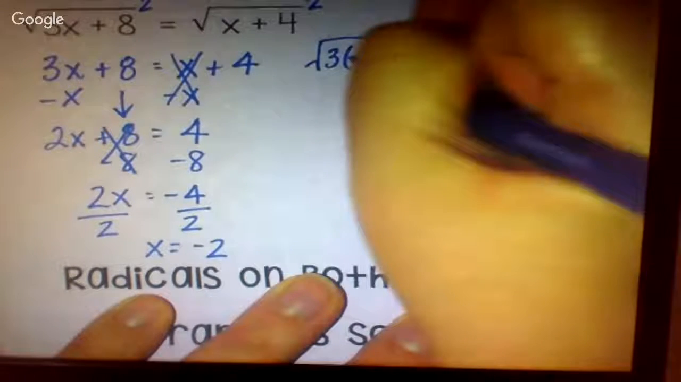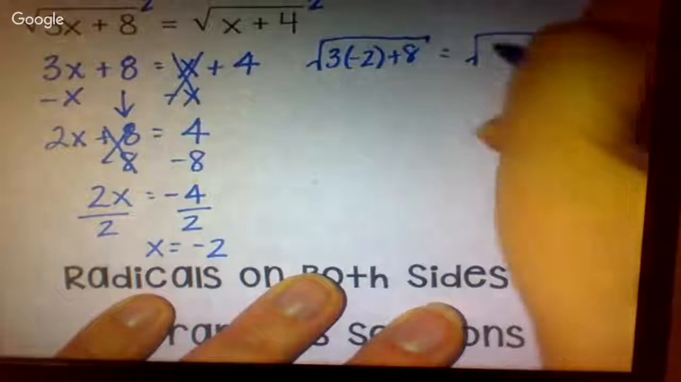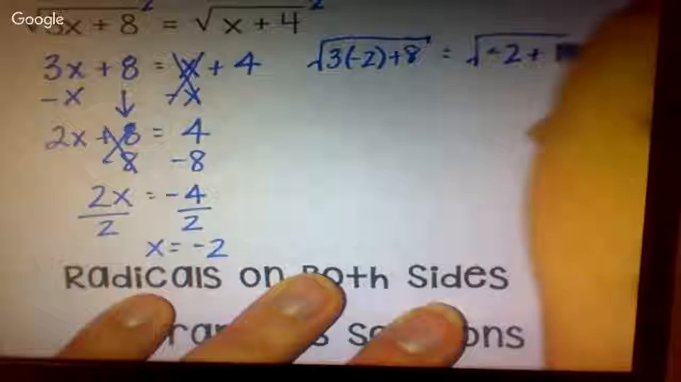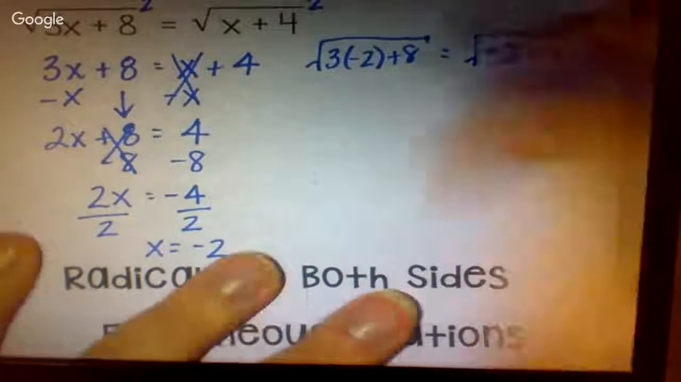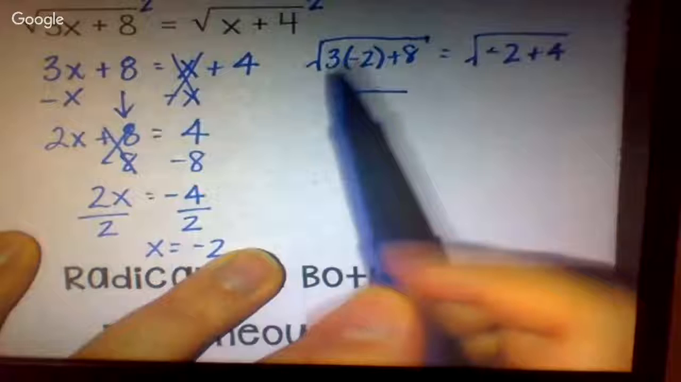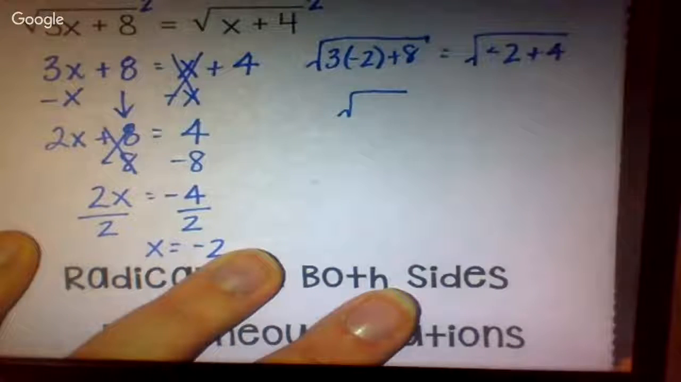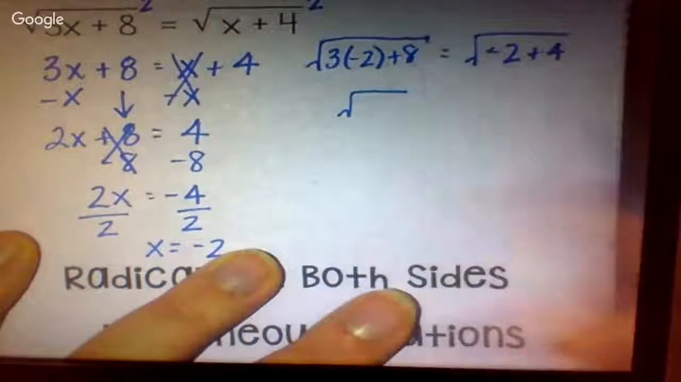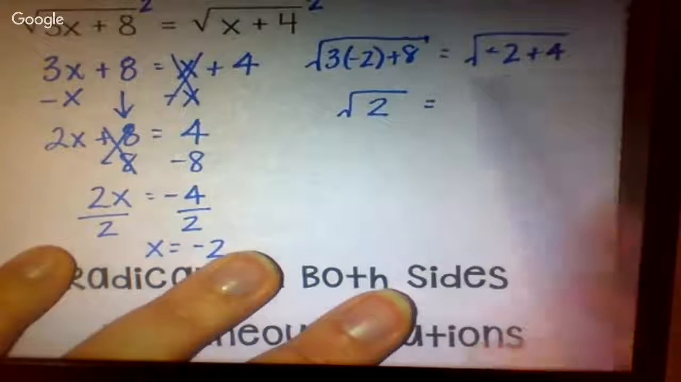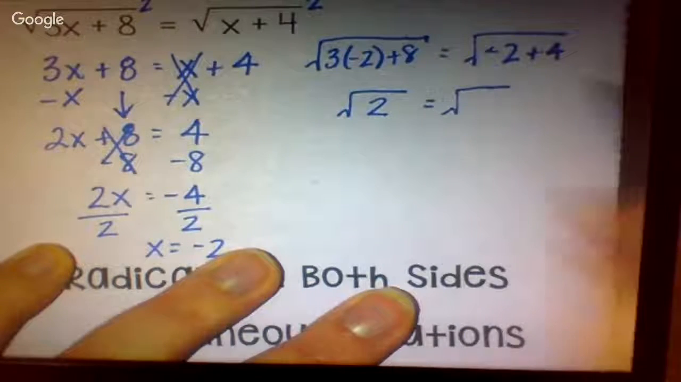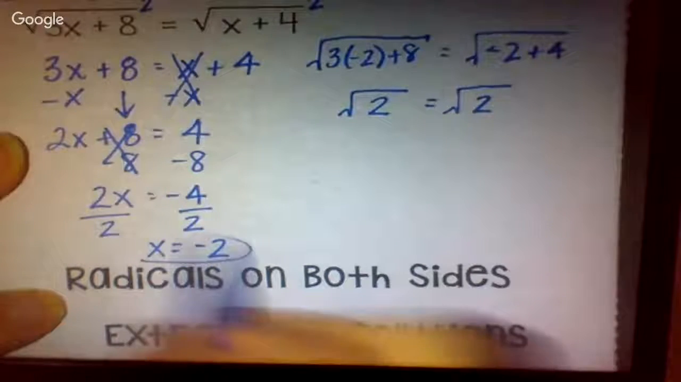I've got 3 times negative 2 plus 8 on the left, and the square root of negative 2 plus 4 on the right. So what's 3 times negative 2? Negative 6. Negative 6 plus 8 is 2. Okay, on this side, negative 2 plus 4, 2. Does the square root of 2 equal the square root of 2? Yes. This is a solution.